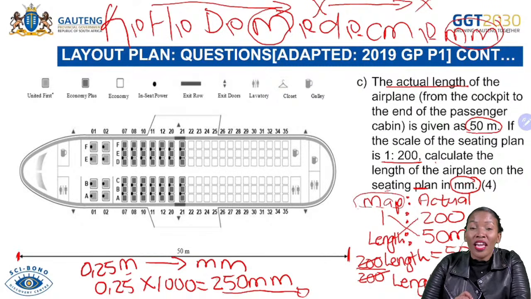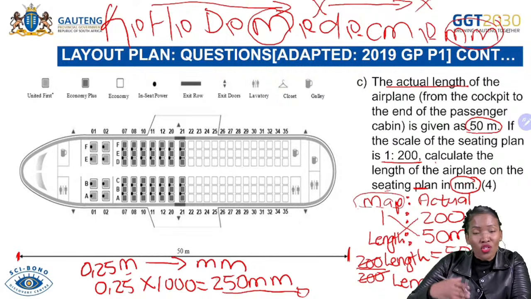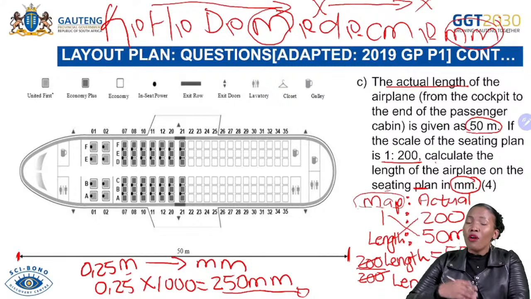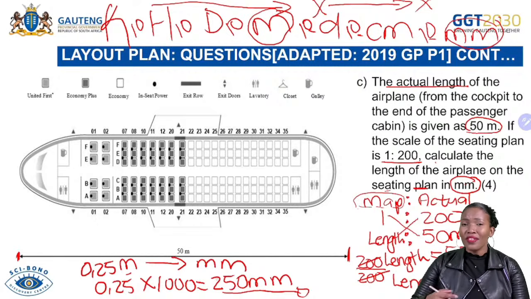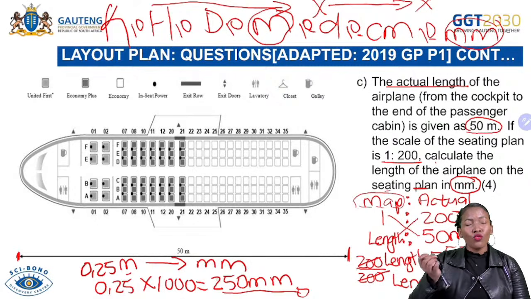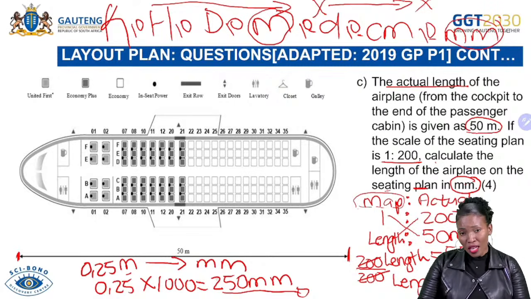Guys, I hope you are enjoying and you do realize that this is just repetition of everything that we have done. From the moment we started with scale to the time we're doing the maps, and now we are doing the sitting plans, everything is just repetition. That is why when I started with the section of scale, I told you that once you understand the concept of scale, this entire topic is just going to be a smooth ride for you.